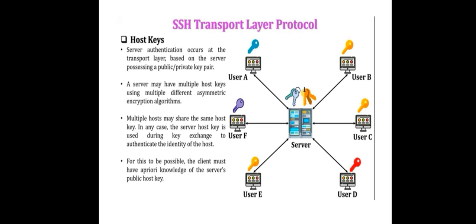The first one, host keys. Server authentication occurs at the transport layer, based on the server possessing a public/private key pair. A server may have multiple host keys using multiple different asymmetric encryption algorithms. Multiple hosts may share the same host key. In any case, the server host key is used during key exchange to authenticate the identity of the host. For this to be possible, the client must have appropriate knowledge of the server's public host key.